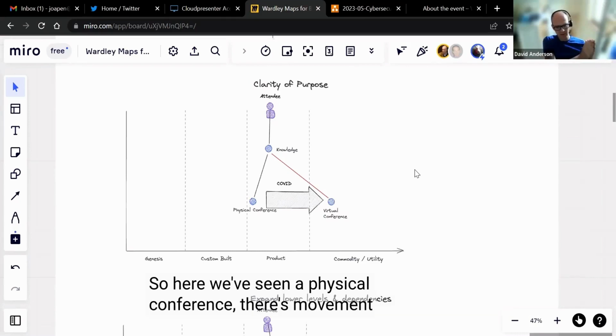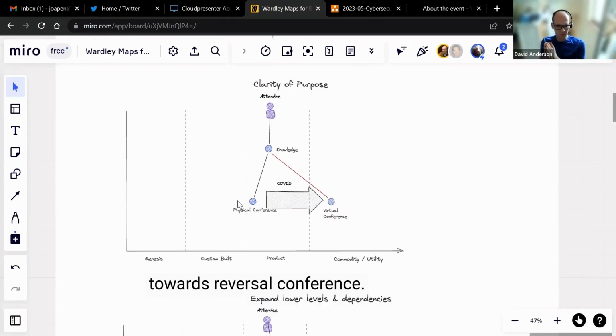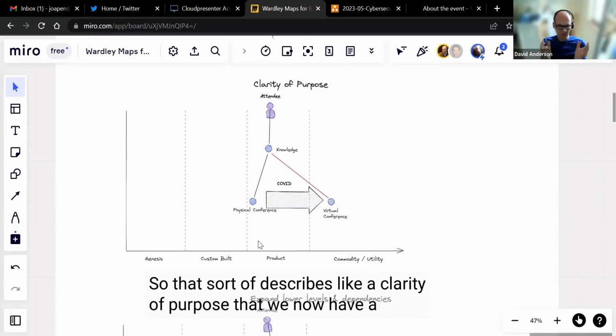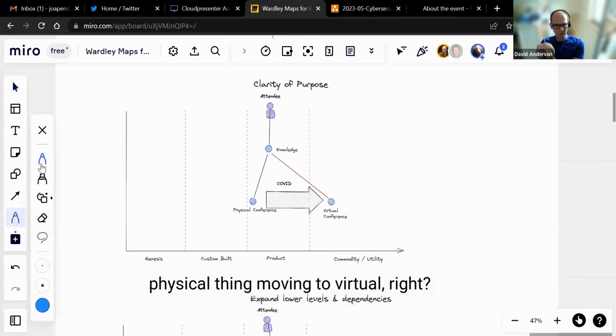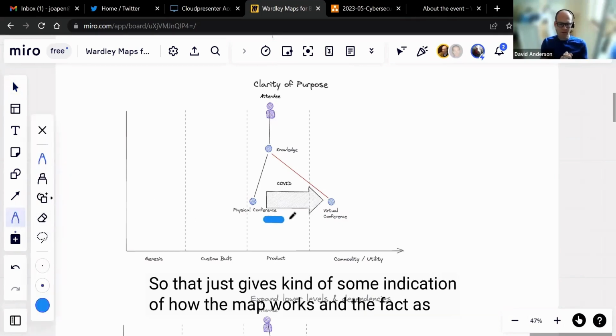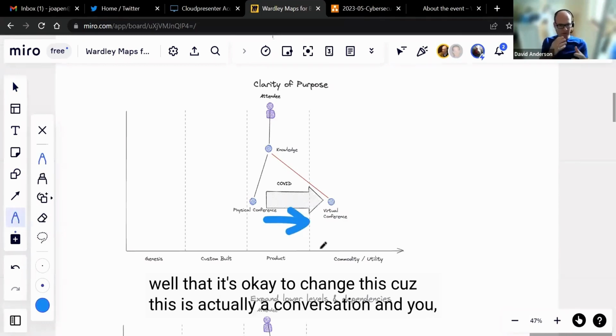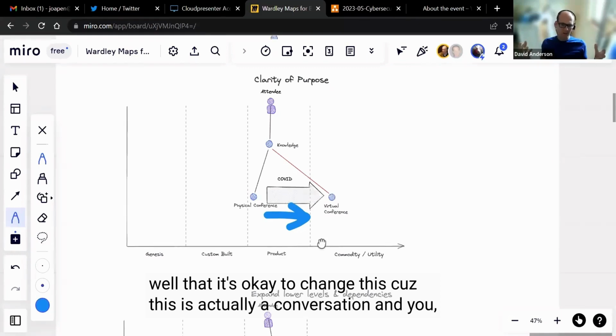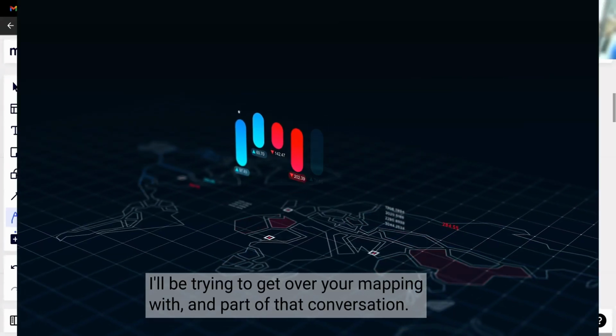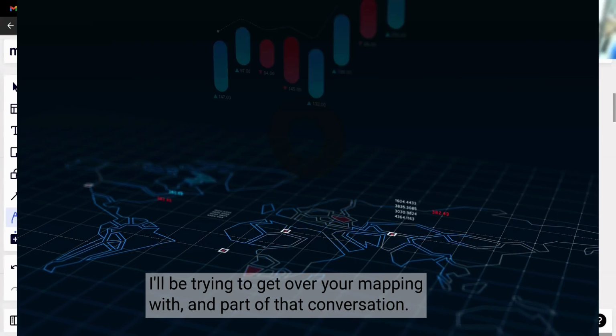So here we've seen a physical conference, there's movement towards a virtual conference. So that sort of describes a clarity of purpose that we now have a physical thing moving to virtual, right? So that just gives some indication of how the map works, and the fact as well that it's okay to change this because this is actually a conversation, and I'd be trying to get whoever you're mapping with a part of that conversation.